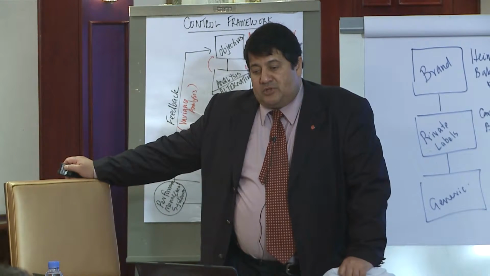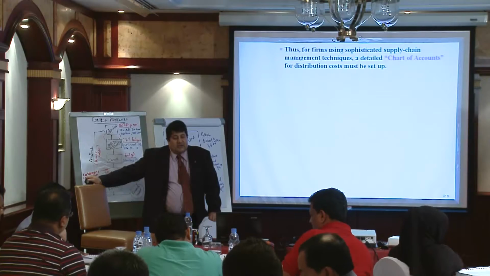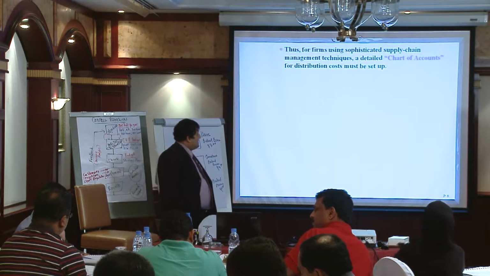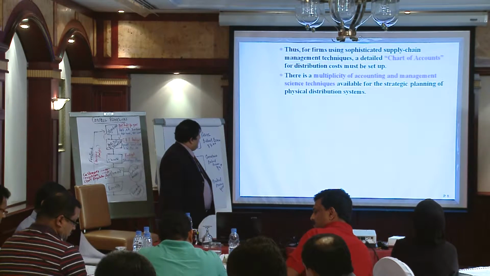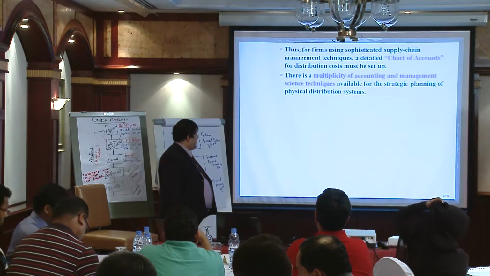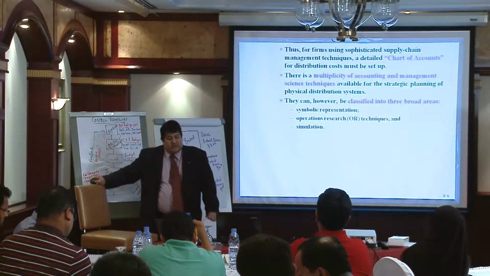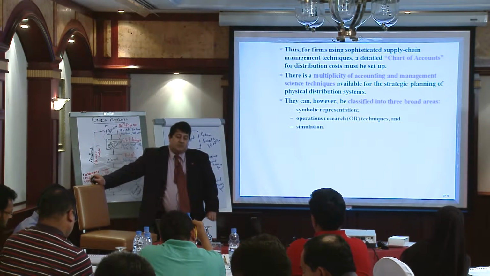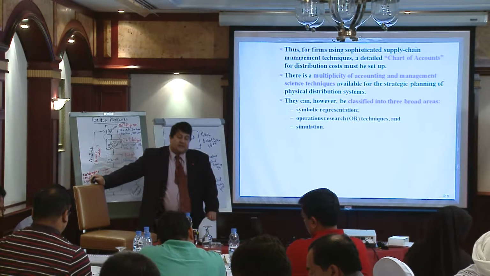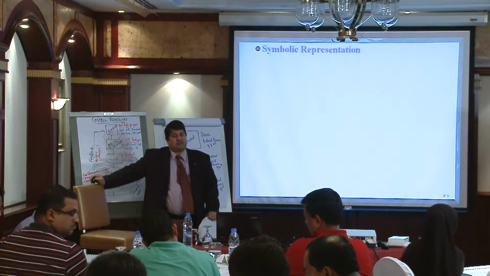So thus, for firms using sophisticated supply chain management techniques, you need a detailed chart of accounts for distribution. Later on, I'll show you the things in this chart of accounts. There's a multiplicity of accounting and management science techniques available for the strategic planning of physical distribution systems. We are going to look at three broad areas: symbolic representation, operations research or OR techniques, and simulation. So let's look at the first one, symbolic representation.